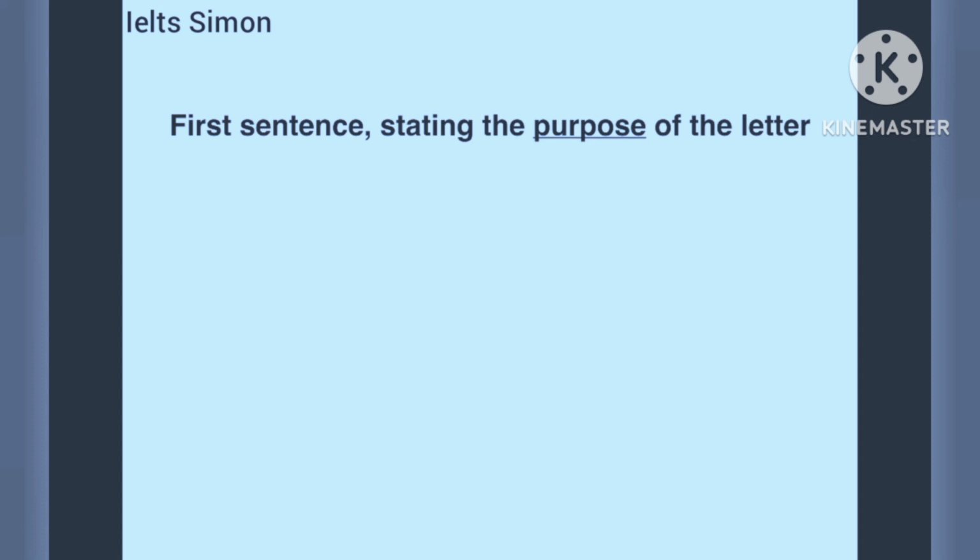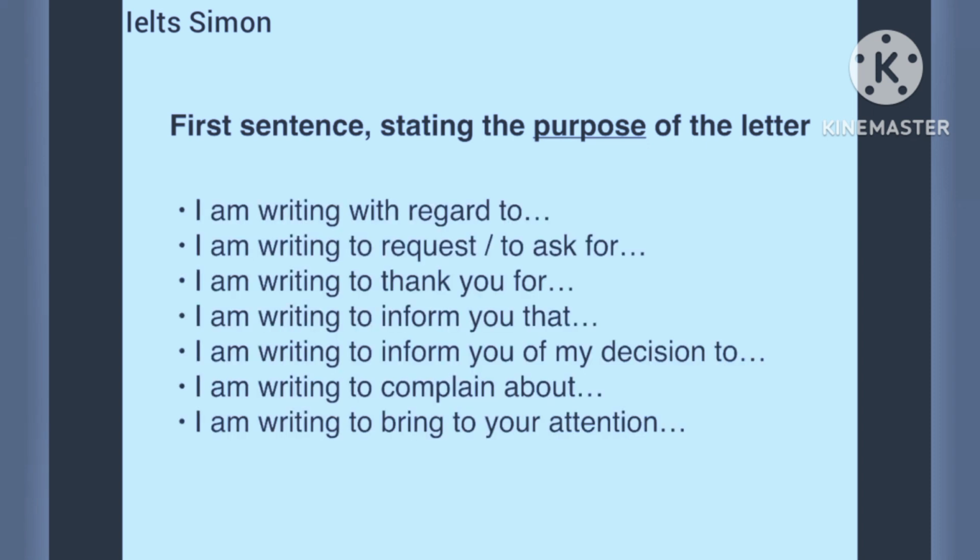Here are some examples that you could use. I am writing with regard to. I am writing to request or to ask for. I am writing to thank you for. I am writing to inform you that. I am writing to inform you of my decision to. I am writing to complain about. I'm writing to bring to your attention. So it depends what the letter's about, but there are some good phrases that you could begin with to state your purpose.